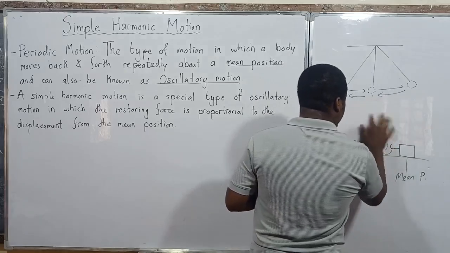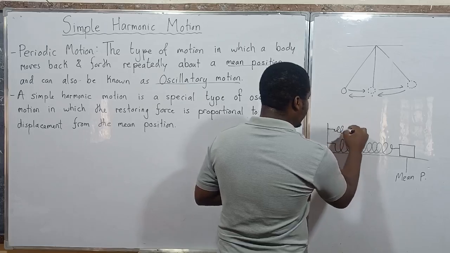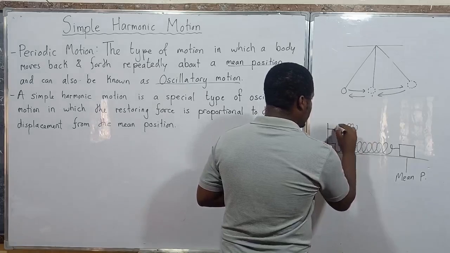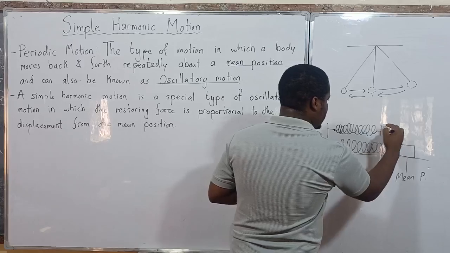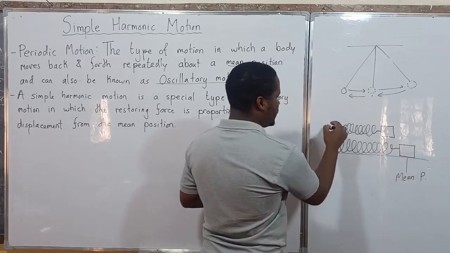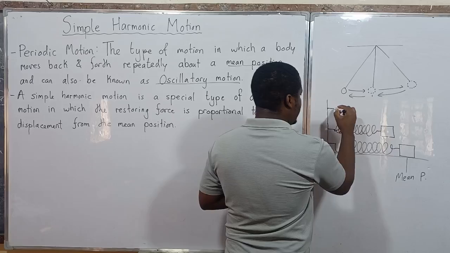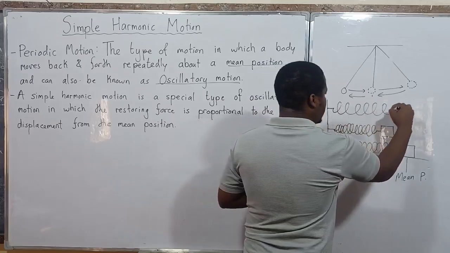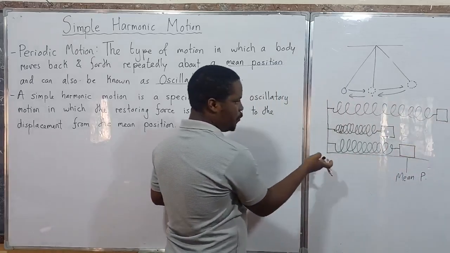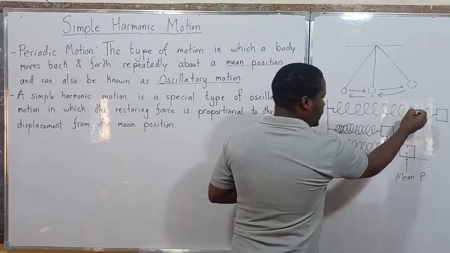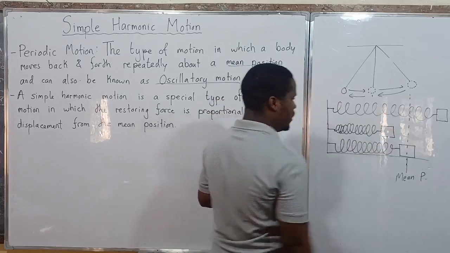So let me just illustrate the two. If it is compressed, it will look something like this. Let me just extend here. If it's compressed, of course, it will look something like this, for example. So it has been compressed. Then if it is stretched, it will look something like this. Okay. So same spring, mean position. This is your mean position here. Here it has been stretched. Here it has been compressed.